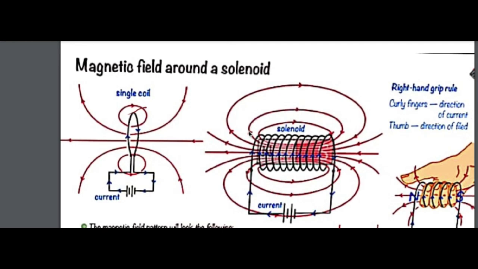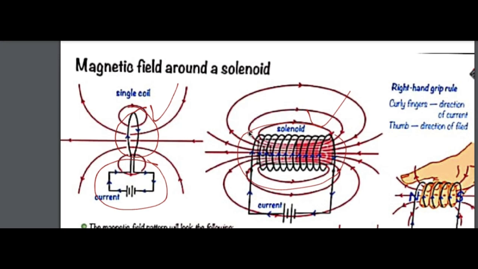Okay, look here, this is a single coil, and this single coil is attached to a circuit in which current is flowing. So a solenoid: when a current flows through a wire that is looped, this is a solenoid. Solenoid means when we have so many turns of coils. Here I have a single coil, here I have so many coils, and I call that a solenoid.